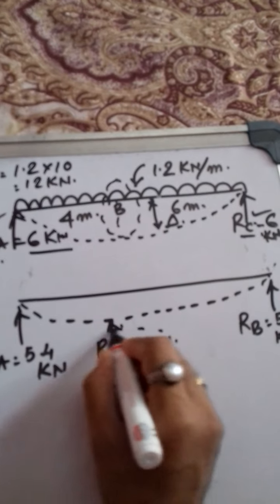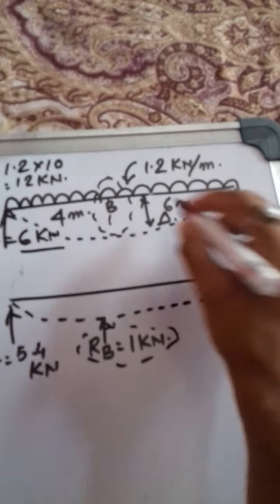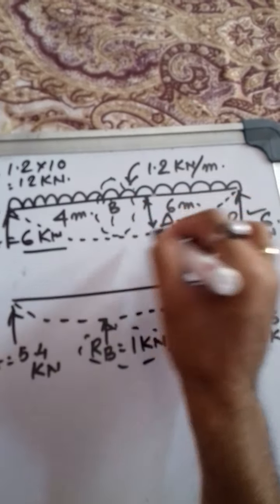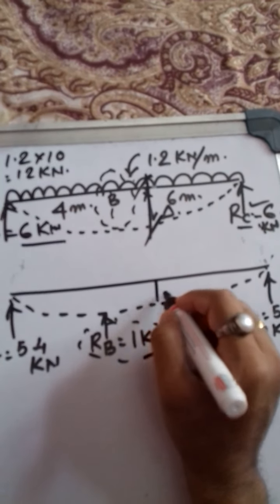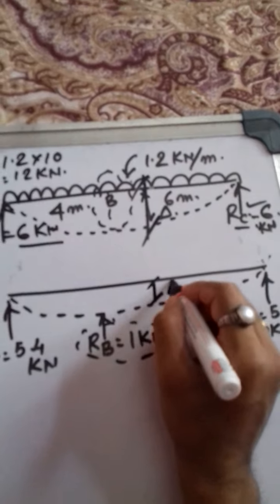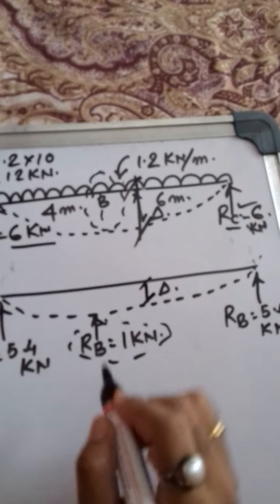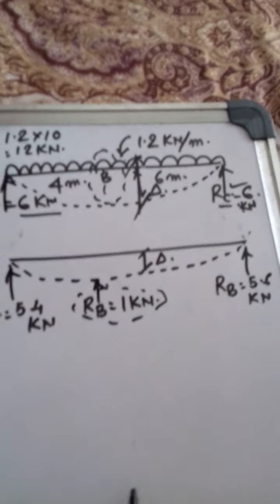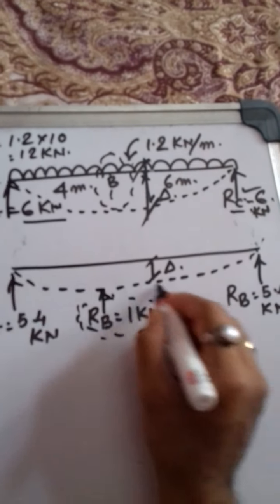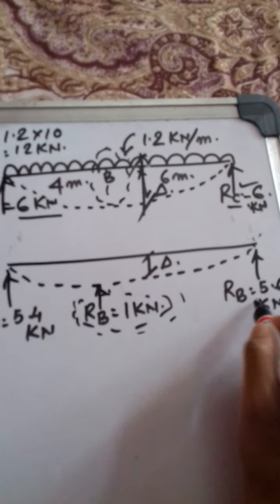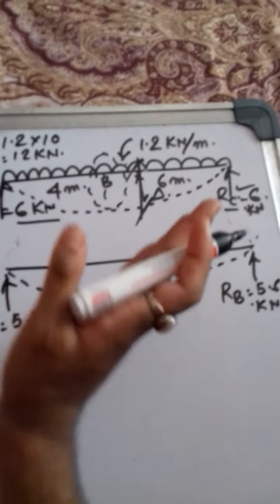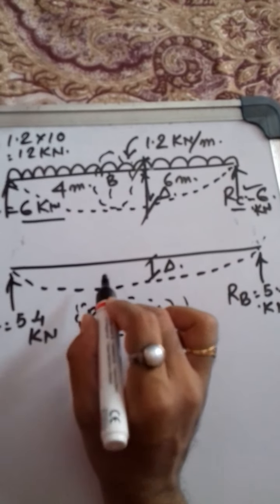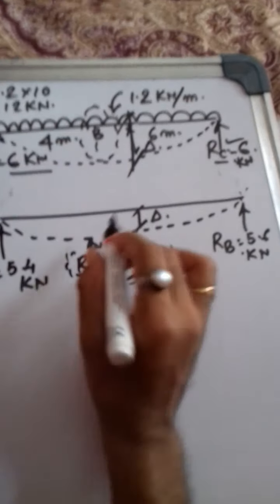Suppose we are providing RB equal to 1 kilonewton, so in this case the deflection was a bit large. Suppose the deflection is reducing from delta, so we can say that RB is doing its duty, so that RA and RC will be a bit less and RB will help to reduce the deflection to 0. See, still it is not 0.